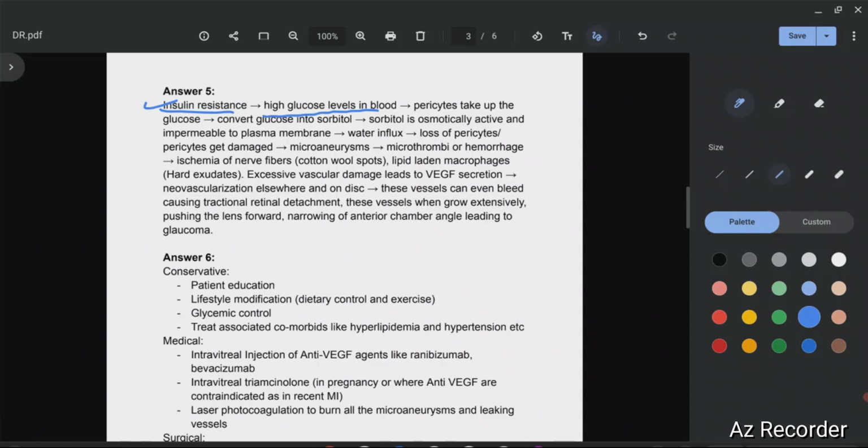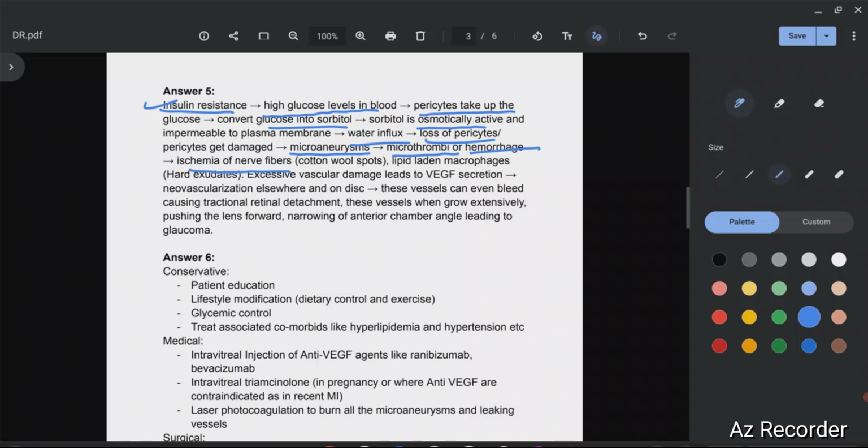Pericytes take up the glucose, convert glucose to sorbitol. Sorbitol is osmotically active and impermeable to the plasma membrane. Water influx occurs. There is loss of pericytes, or pericytes get damaged. When pericytes get damaged, there is the formation of microaneurysms. Then these microaneurysms can develop microthrombi, or they can even bleed, leading to ischemia of the nerve fibers supplied by this particular vessel. And when there is ischemia of nerve fibers, you see them as cotton wool spots on fundoscopy.